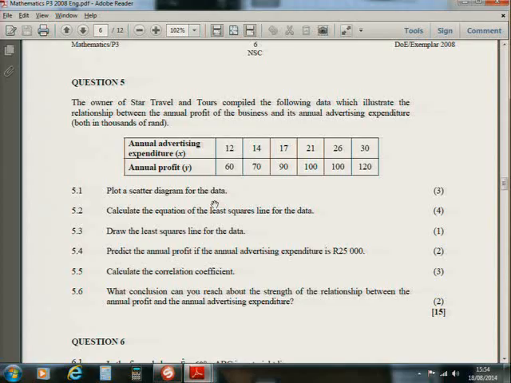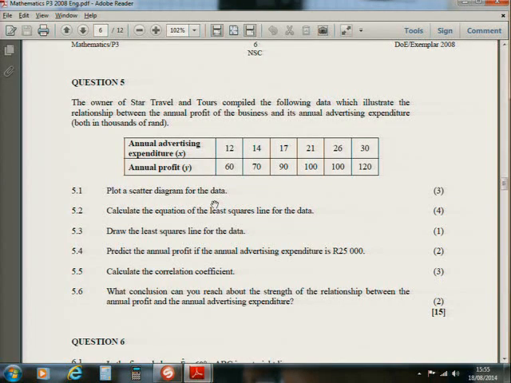And then 14 is 70 rand. 17 is 90 rand. I'm sure you are all checking with me. 17 is 90 rand.